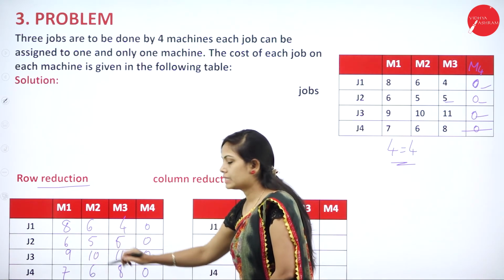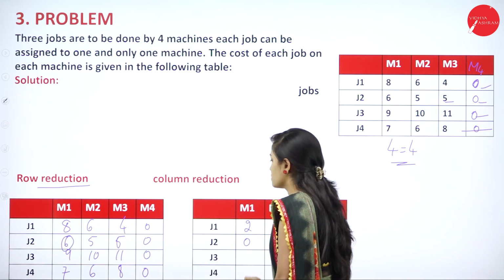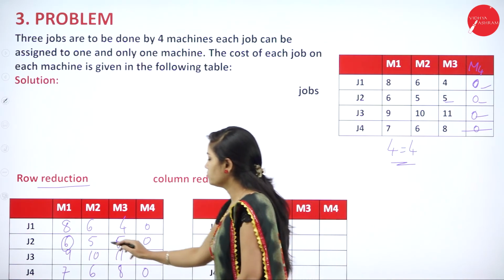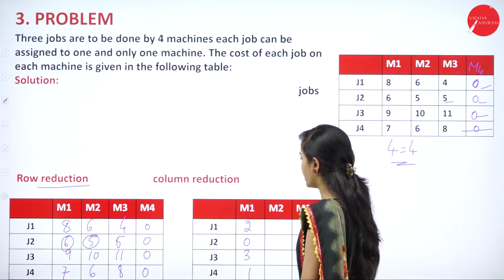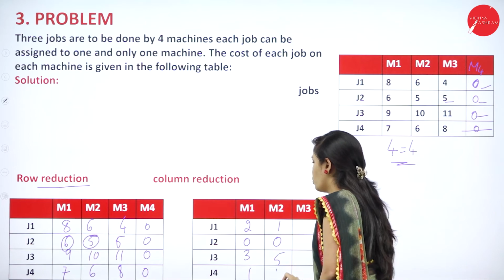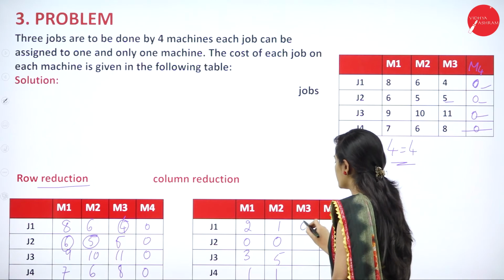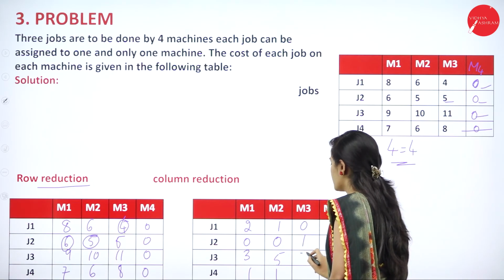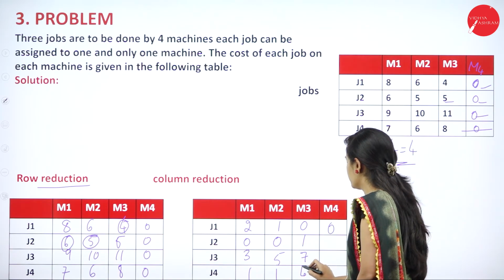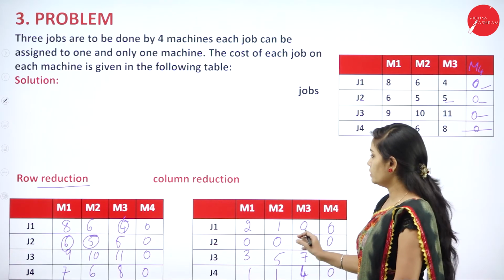In the first column, the least value is 6. 8 minus 6, 6 minus 6 is 0, and 3, 1. And in the second column, again, the least value is 5: 1, 0, 5, 1. And in the third column, the least value is 4: 0, 1, 7, 4. And in the last column, the least value is 0. So this is your column reduction.